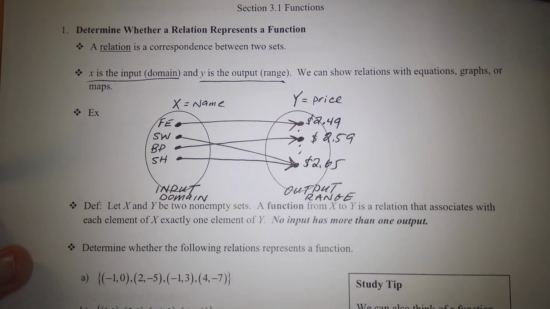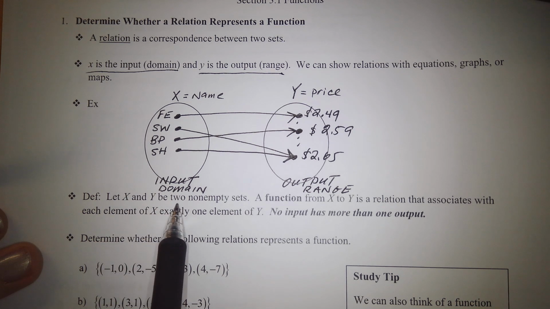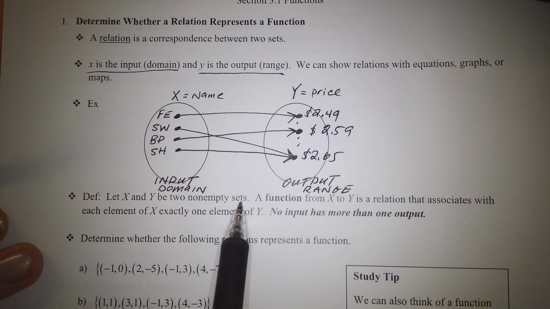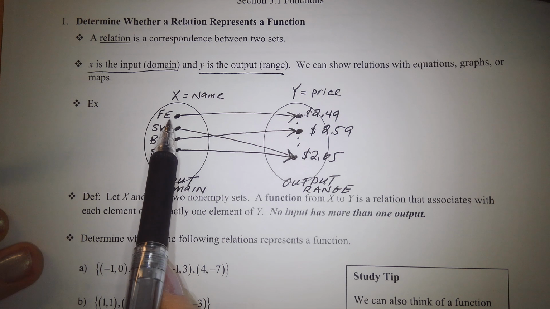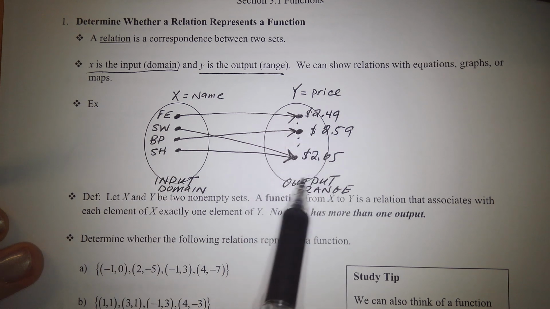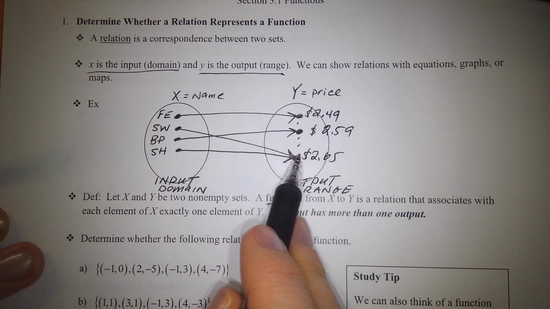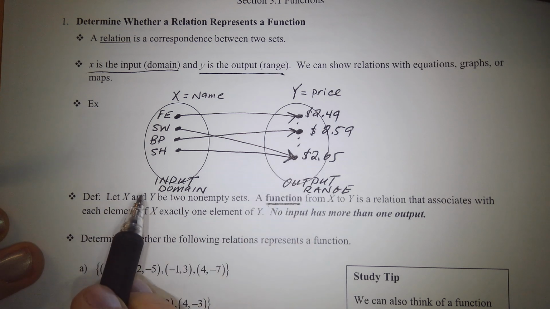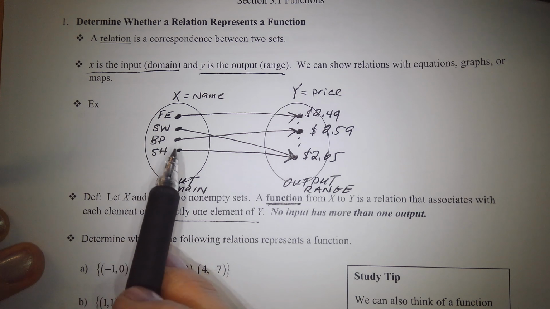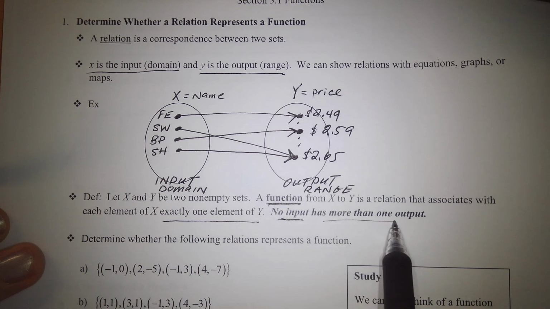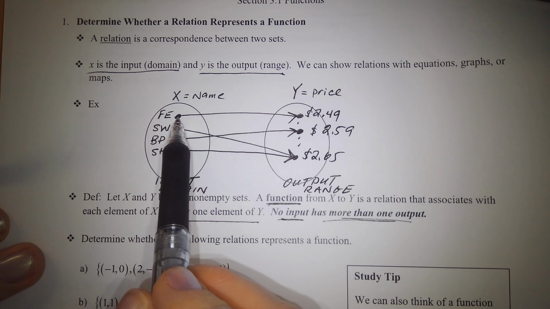Moving on, let's talk about the definition of a function. If we let X and Y be two non-empty sets, non-empty means there has to be points in here. It cannot be vacant. So if both X and Y are non-empty, a function from X to Y is a relation that associates each element of X has exactly one element of Y. In other words, no input can have more than one output.